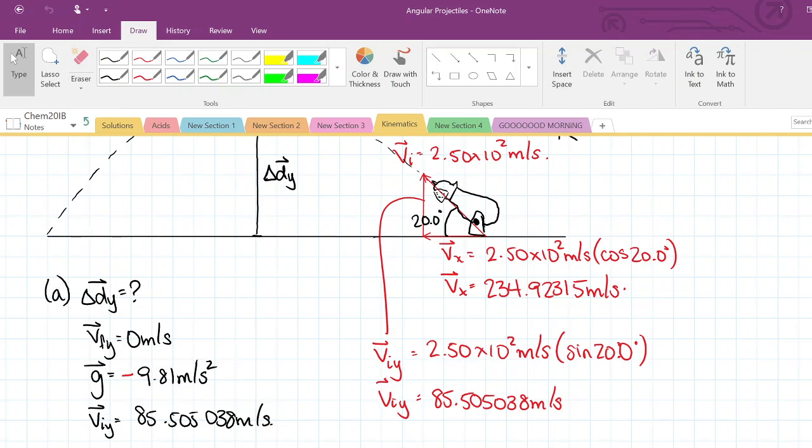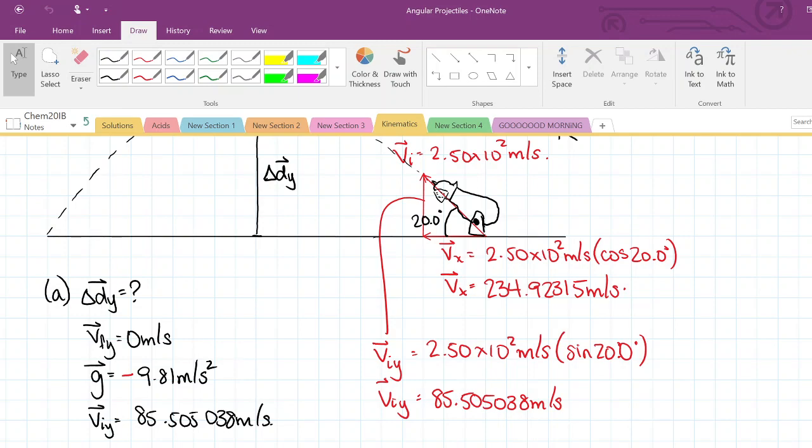I know gravity is 9.81 meters per second squared, and remember that I said that up was positive since the object is moving in this upward direction, which means that gravity is going to be a negative 9.81 meters per second squared. Now remember, the negative doesn't imply anything other than the direction that that vector is pointing. The initial velocity in the y direction is 85.505038 meters per second, so that's what I just calculated over here. And the only thing I don't have here is my time.